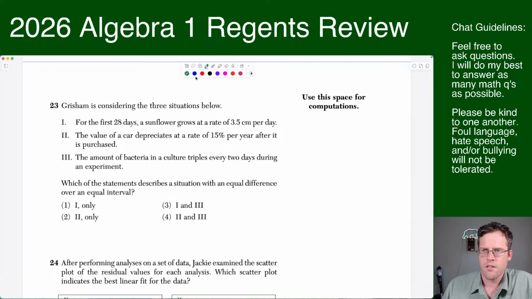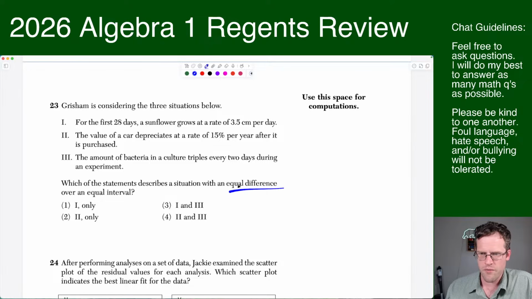All right. So Grisham is considering the 3 situations below. For the first 28 days, the sunflower grows at a rate of 3.5 centimeters per day. The value of a car depreciates at a rate of 15% per year after it's purchased. And the amount of bacteria in a culture triples every 2 days during an experiment. Which of the statements describes a situation with an equal difference over an equal interval?